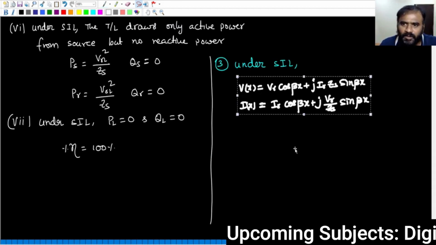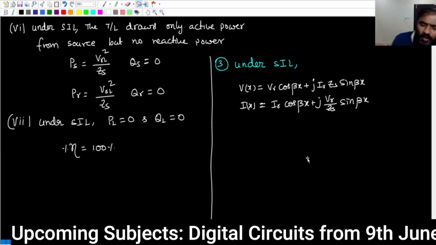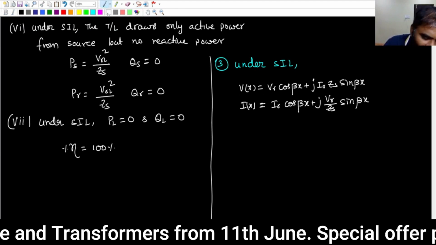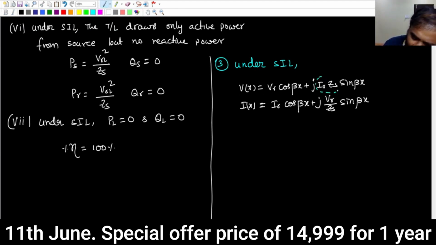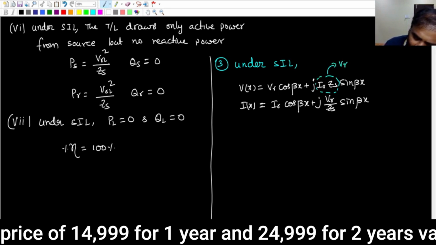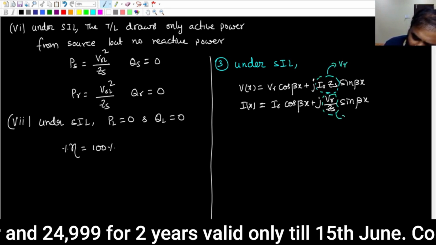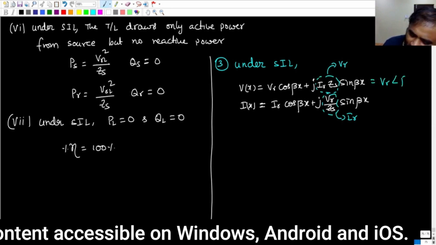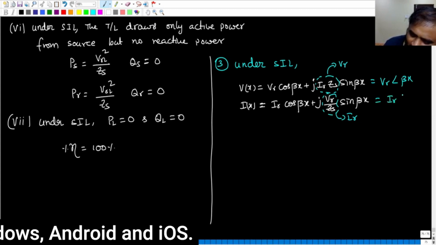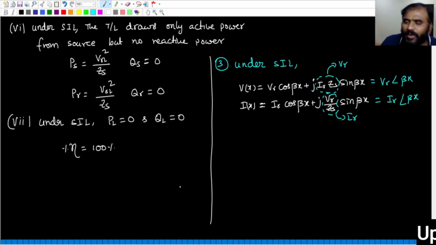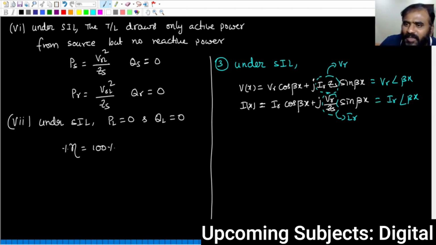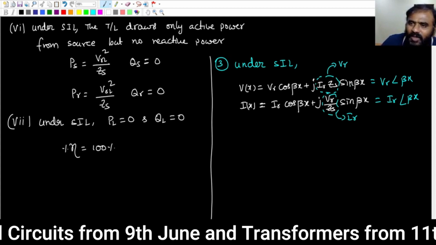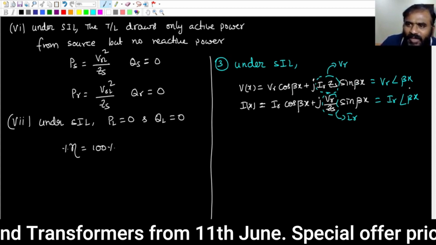Okay, so now tell me from this what I can write? Just similar to the previous: IRZS is what? IRZS is VR. VR by ZS is IR. If we substitute that, what do I get now? VR at an angle beta x, and IR at an angle beta x. I hope you understand how I wrote directly. See, VR cos beta x plus j VR sin beta x. Magnitude is VR. Phase angle is tan inverse of imaginary part by real part. We get beta x.